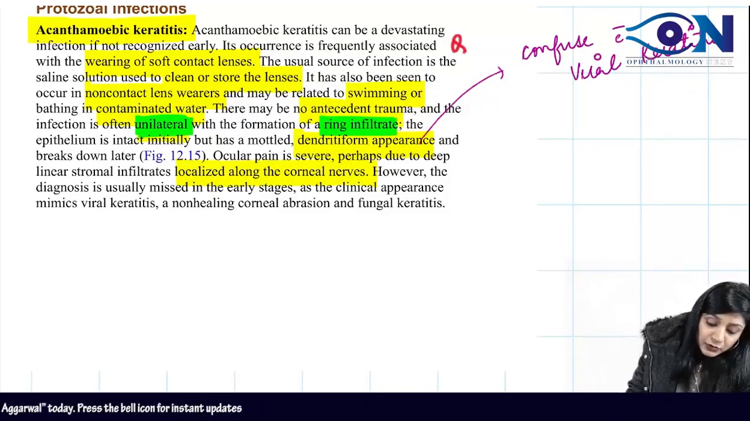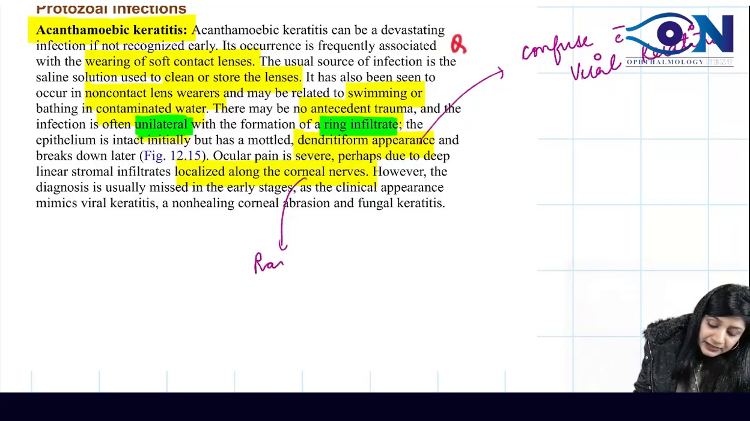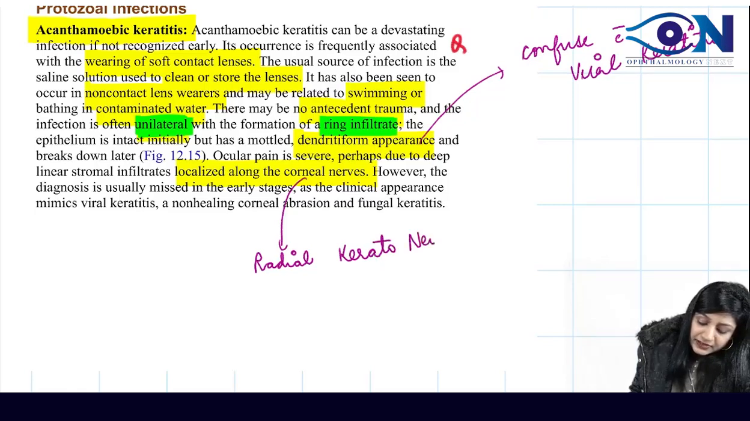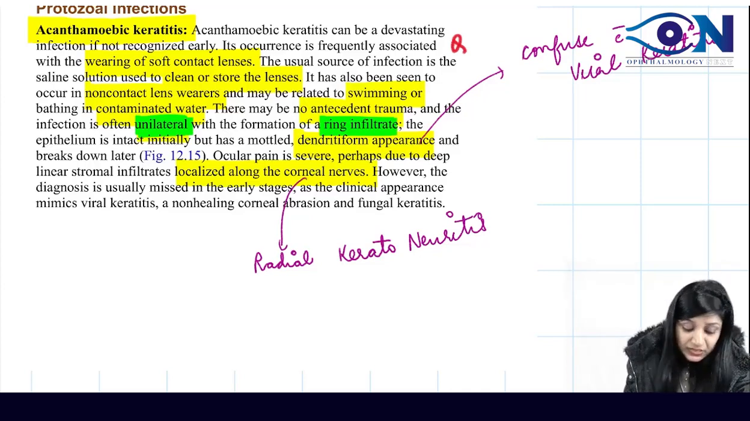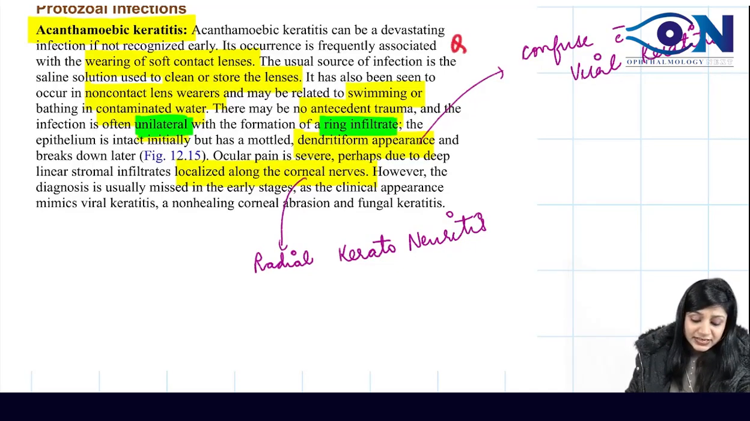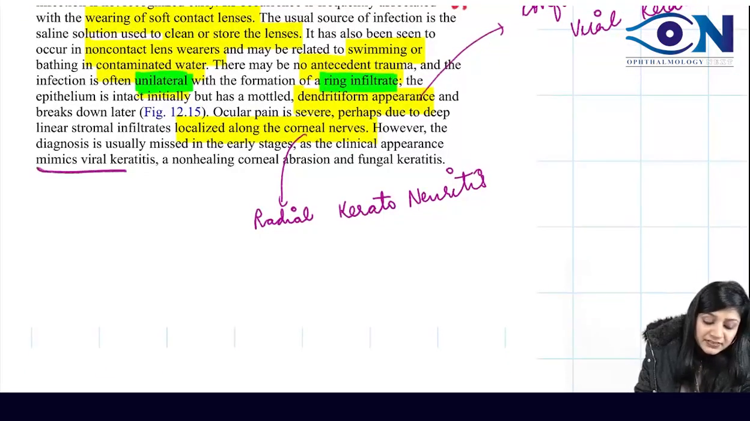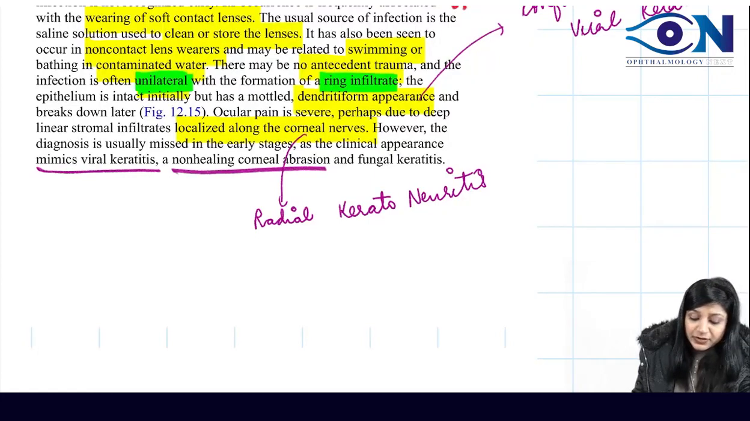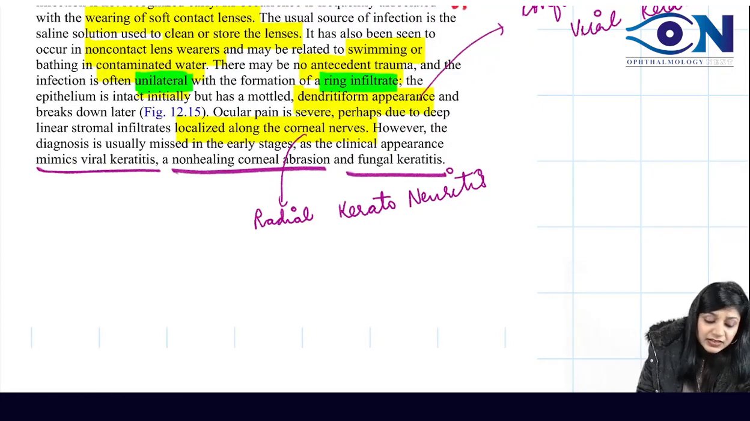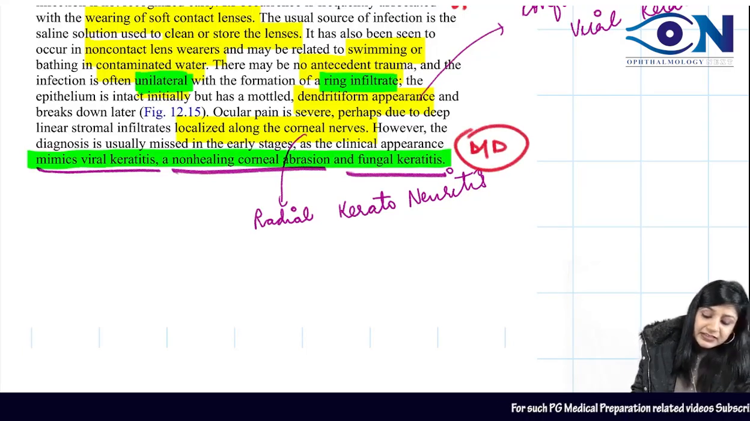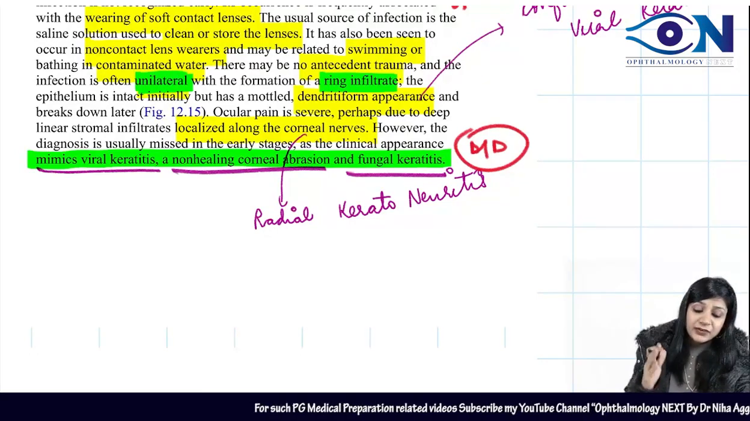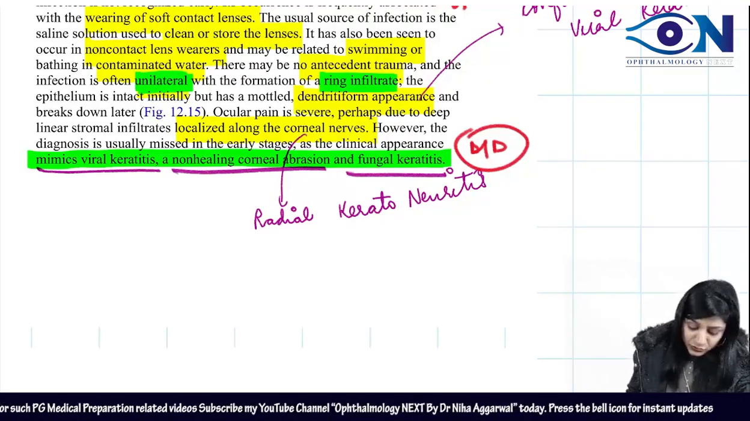So basically what you are getting here is the radial keratoneuritis. We are getting inflammation along the corneal nerves. That is why it's very painful. However, the diagnosis is usually missed in the early stages as the clinical appearance mimics the viral keratitis, a non-healing corneal abrasion, and fungal keratitis. So they have simply given you the DD. This is the DD of acanthamoeba keratitis. You can confuse it with the viral keratitis, fungal keratitis, as well as the non-healing corneal abrasions, right?